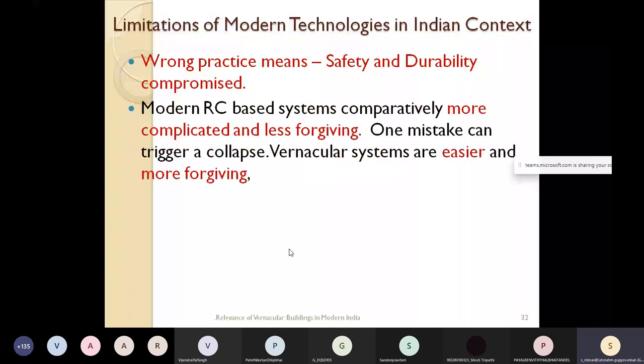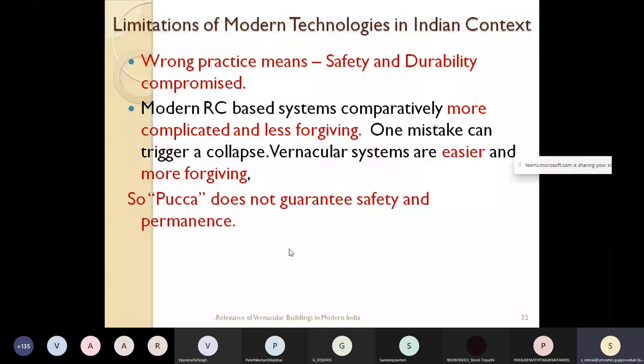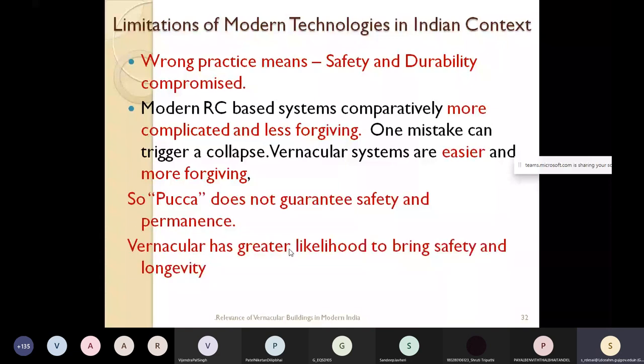Modern RC-based systems comparatively are more complicated and less forgiving. We all know that one joint failing in an RC frame system can trigger failures of the next joint, and the next joint, and it can mean collapse of the whole structure. Vernacular systems, that way, are easier to build and more forgiving. Sure, in random rubble masonry, if there is no interlocking of the wythes and there are no through stones, the wall is going to come down. But with some mistakes here and there, it's not going to come down. We all know that. So pakka does not guarantee safety and permanence. We need to accept this. Vernacular has a greater likelihood of bringing safety and longevity because it is easier to do.